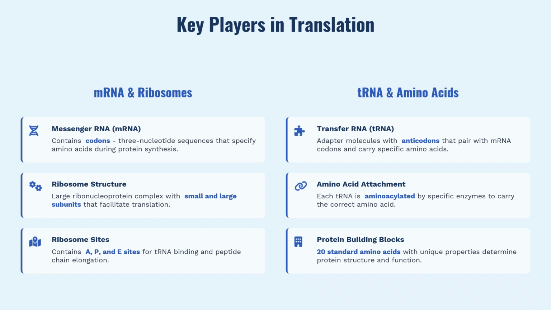Amino acids are the building blocks of proteins, each with unique chemical properties that determine protein structure and function. The interaction between these components must be highly specific and regulated to ensure accurate protein synthesis. Understanding each component's role helps explain how translation errors can lead to defective proteins and cellular dysfunction.